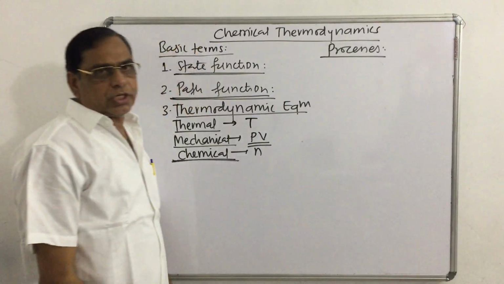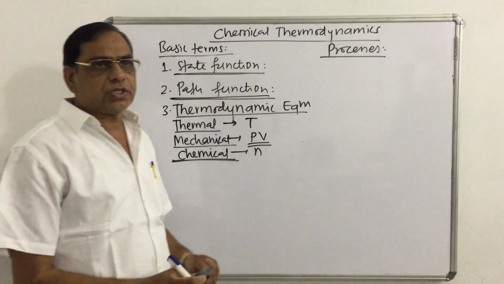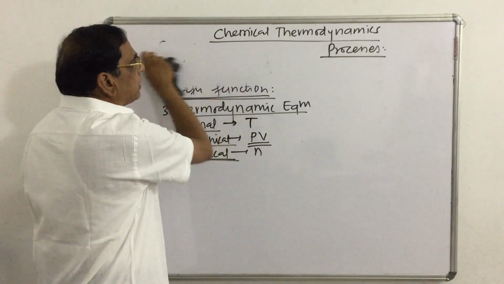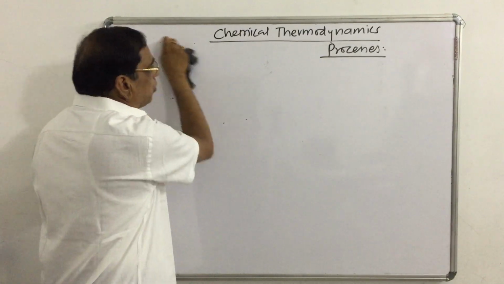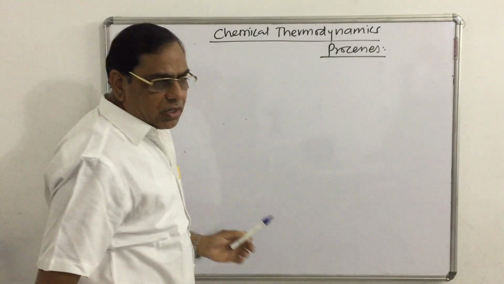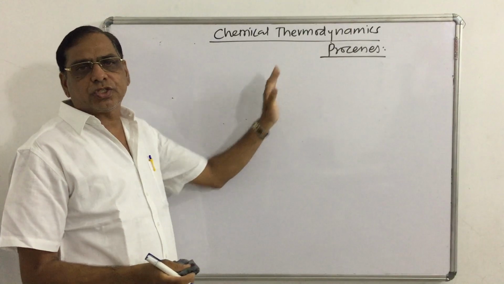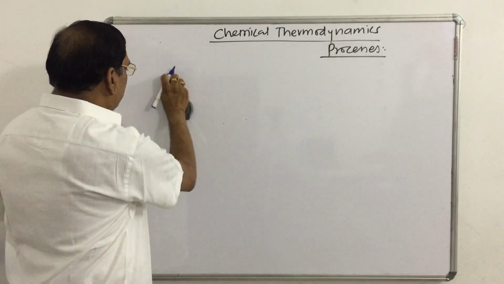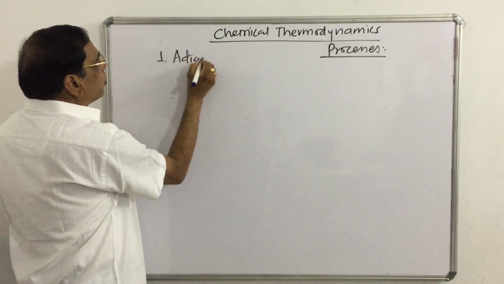What is meant by process? Process means a path or a way by which a system goes from one state to another state, that is called a process. Or we can say initial state to final state is called a process. Process is a path or a way or direction by which a system goes from one state to another state. Now first, a very important process, one is called adiabatic process.